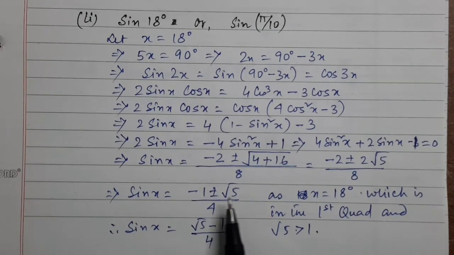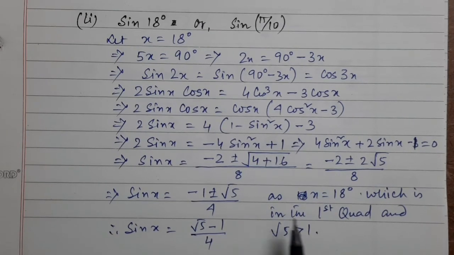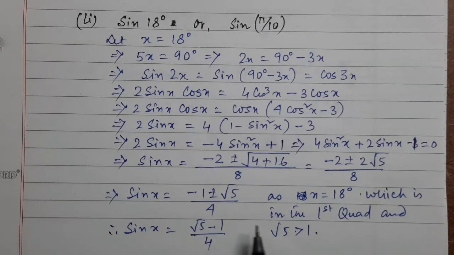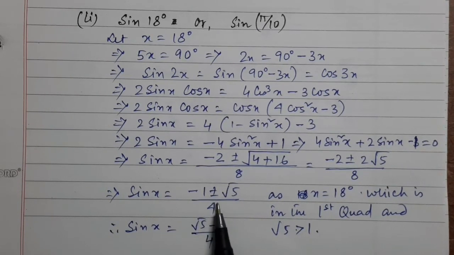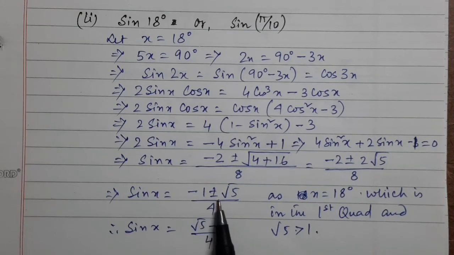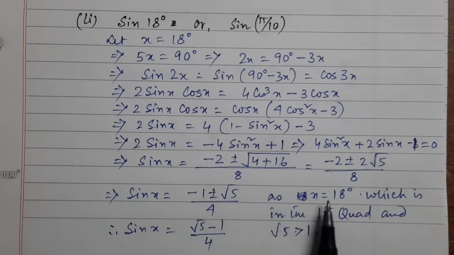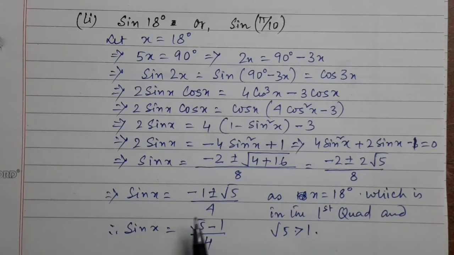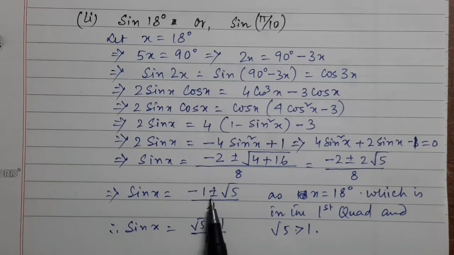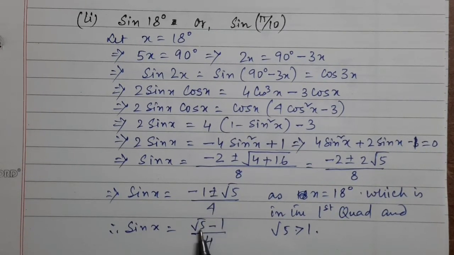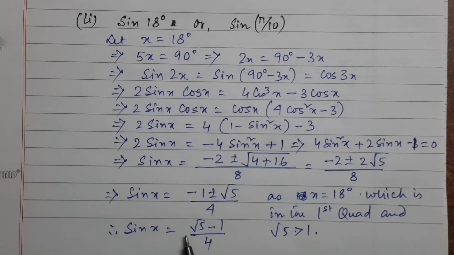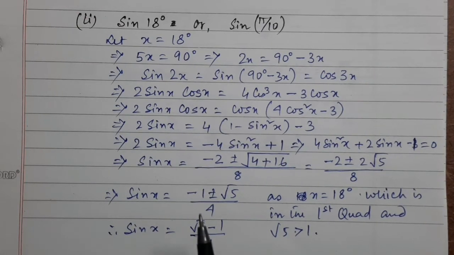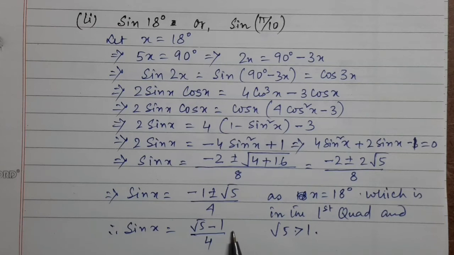Now we know that root 5 is greater than 1. Now if we take the negatives, there are two values, one with plus, one with minus. So if we take this negative, the whole value will be negative, but sine 18 degree is not a negative value because it is in the first quadrant. So we cannot take this negative value. Therefore we have to take the positive value. So sine x equals root 5 minus 1 by 4. So therefore sine 18 degree will be equal to root 5 minus 1 by 4.